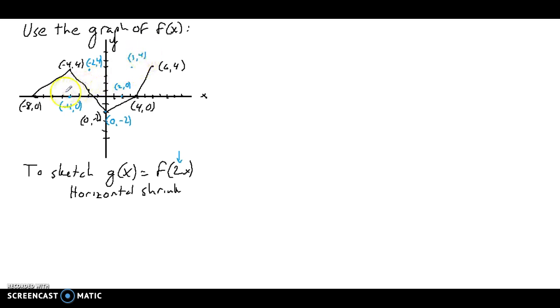But notice that's what we did everywhere. We divided the x value. -8 divided by 2 is -4. Left the y value the same. -4 divided by 2 is -2. Left the y value the same. We did that all the way through. And we get a horizontal shrink. The entire function f has been moved in towards the y-axis in order to get the function g of x.